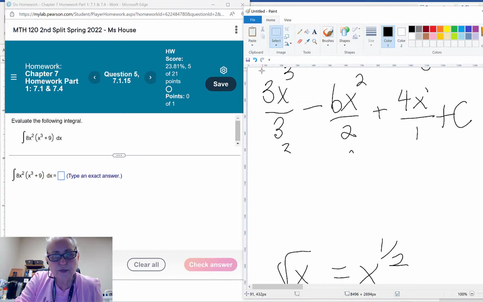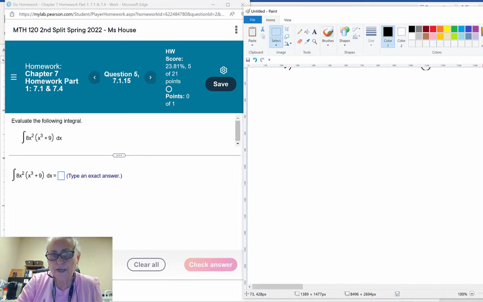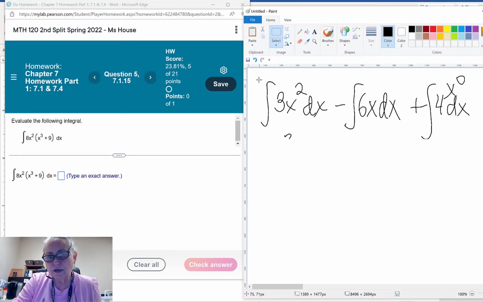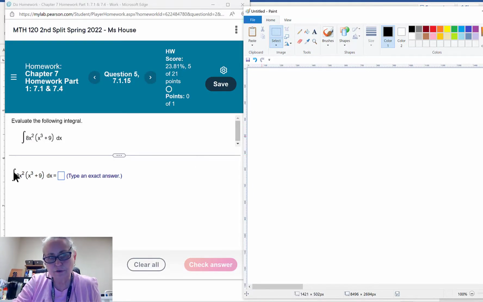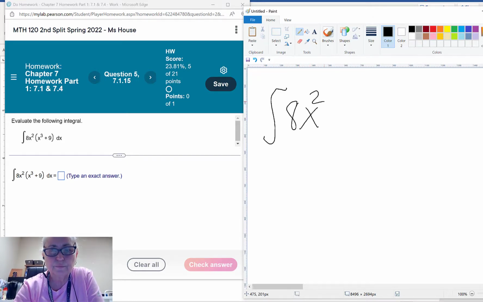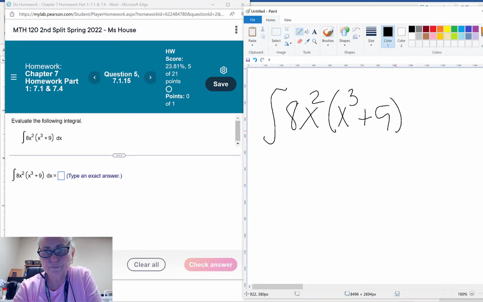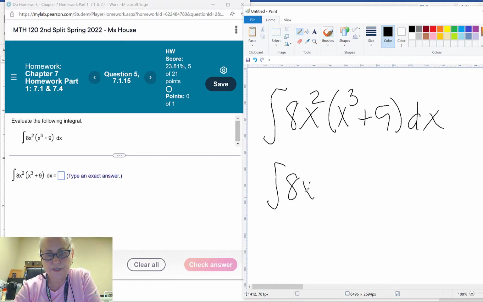All right, so here we have some multiplication. And we haven't talked about any rules for multiplication. There are some rules for how to do this, but what we're going to do is just apply the math we already know. All right, if I've got 8x squared, x cubed plus 9 dx, I can go ahead and distribute this, and that's what you need to do. 8x squared times x cubed is 8x to the 5th.